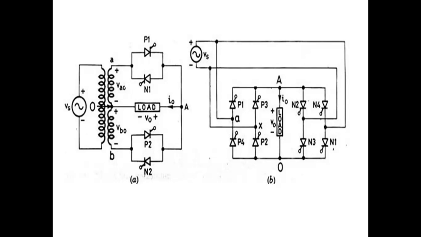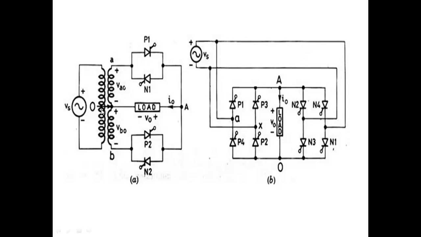Now I'll explain the operation of this circuit. See here, this is the voltage source Vs. For positive cycle, this will be plus and minus. For negative cycle, this will be minus and plus. This voltage source is connected across primary winding. Then what is the voltage across this primary winding? Vs.